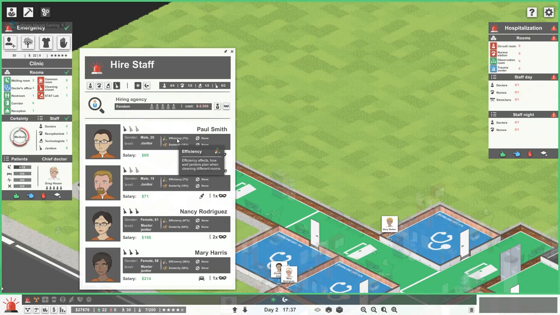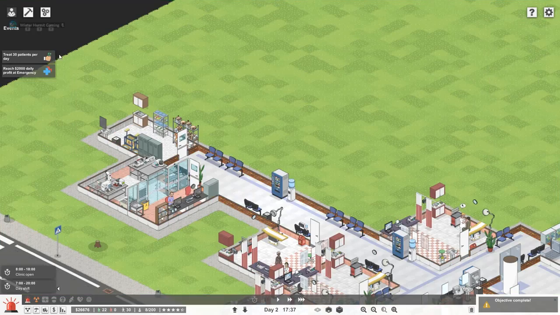Speed when cleaning, efficiency affects how well janitors plan when cleaning different rooms. So since we're only going to have one, we want the best one we can get, and I think it's for less money. But they've got hidden traits. They're depressed, and they're germaphobe. They can be late for work. And they love food. Okay, let's go with Nancy. She's kind of depressing, but.